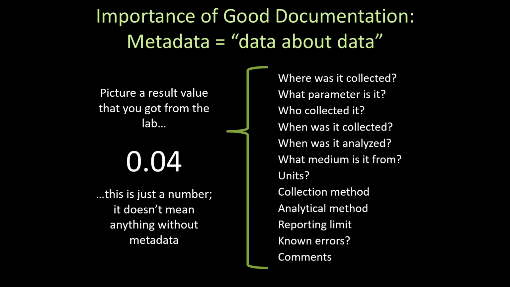So the metadata would include all of the information like where was the sample collected? What parameter is it? Who collected the sample? When was it collected? When was it analyzed by the lab and what lab analyzed it? What medium is it from? Is it water or sediment or biological tissue of some sort? And what are the units? Is this 0.04 milligrams per liter or micrograms per liter, for example? And what method was used to collect that sample? What method was used to analyze the sample? What are the reporting limits? And are there any known errors or data flags associated with that value?